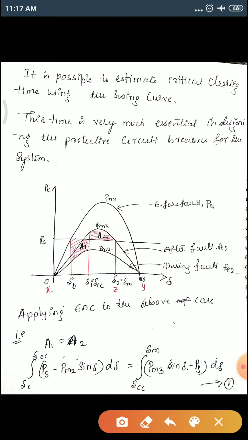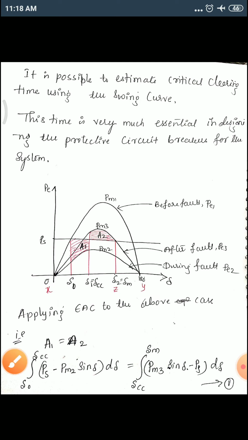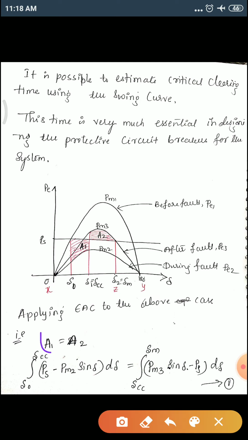Now we will calculate delta cc. To do that, we mark points x, z and y. XY is 180 degrees of delta. We apply the equal area criteria for this system: A1 should be equal to A2. Let's see what A1 is. These are curves, so we have to integrate to find the areas. Let's integrate; this is A1.